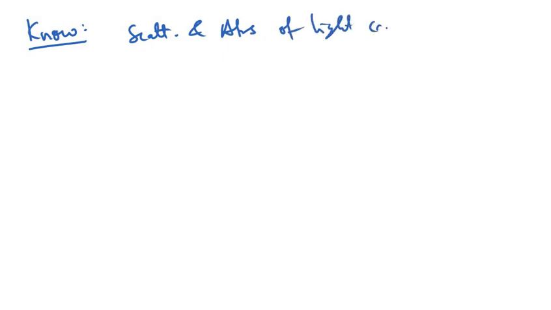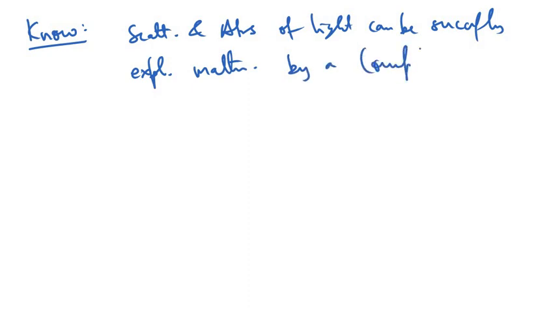Now you see, we already know that the scattering and absorption of light can be successfully explained, and that too mathematically, by using a complex potential. And so what we are going to do is use this complex potential for our nuclear physics case.